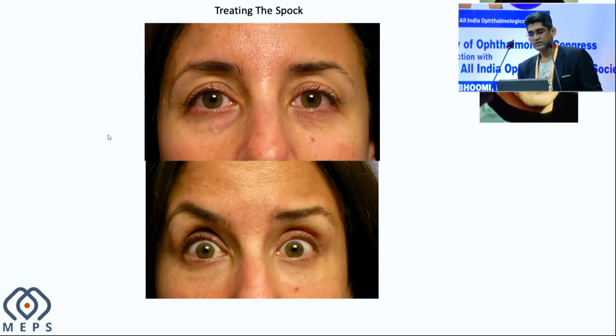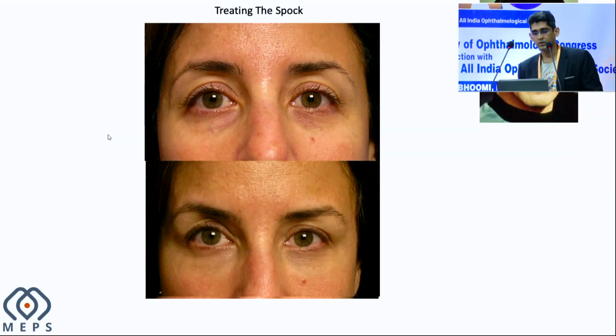Last but not the least, you should always call your patients for follow-up at 2 weeks, especially if you're injecting them for the first time, because sometimes you might end up with something like this where, because of unopposed action of one of the muscles, you might get a quizzical look or a Spock phenomenon, which can be very easily adjusted by just putting 1 unit in the superior part of the eyebrow and get a good result.